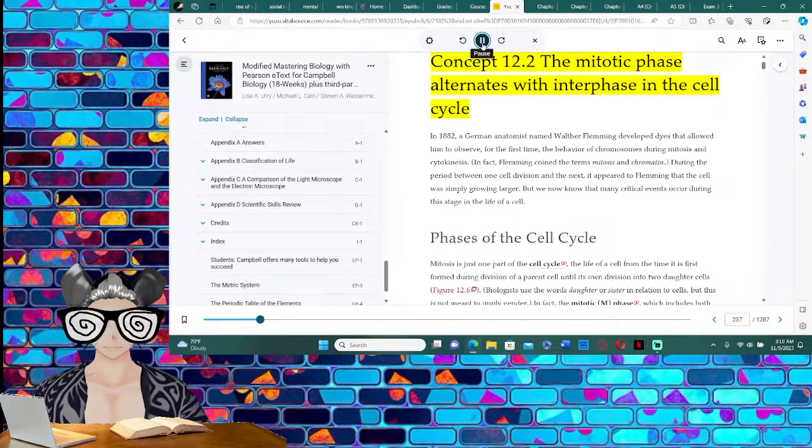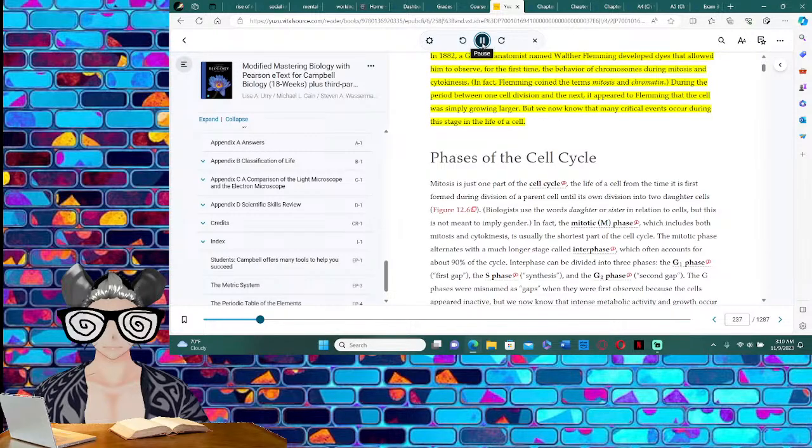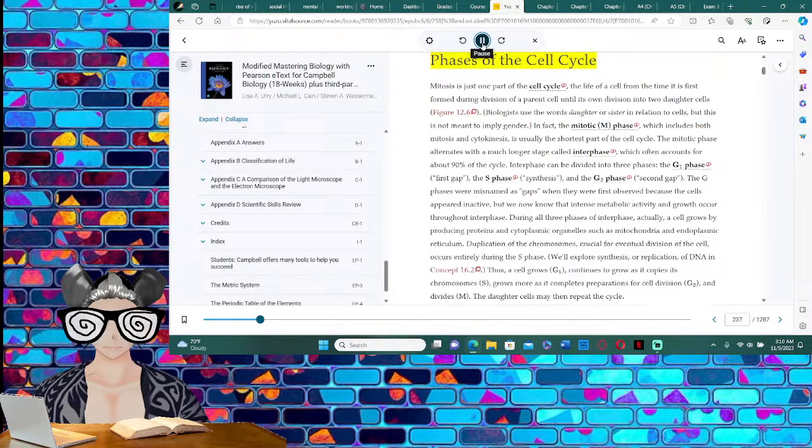Concept 12.2: The mitotic phase alternates with interphase in the cell cycle. In 1882, a German anatomist named Walther Fleming developed dyes that allowed him to observe, for the first time, the behavior of chromosomes during mitosis and cytokinesis. In fact, Fleming coined the terms mitosis and chromatin. During the period between one cell division and the next, it appeared to Fleming that the cell was simply growing larger. But we now know that many critical events occur during this stage in the life of a cell.